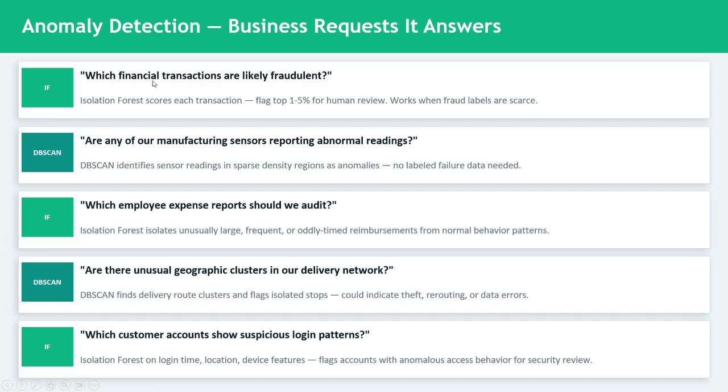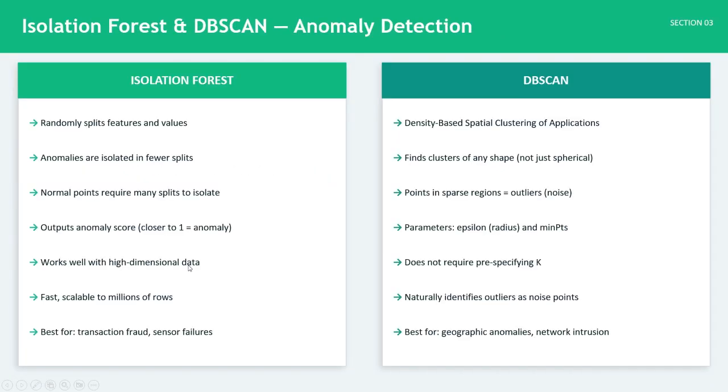Which financial transactions are likely fraudulent? IsoForest scores each transaction, flags the top 1 to 5%. Think of this as the opposite of 1 to 5%, which is 95 to 99% certainty, right? And so that goes back to the anomaly score. The higher we get to 1, the closer it is to an anomaly.